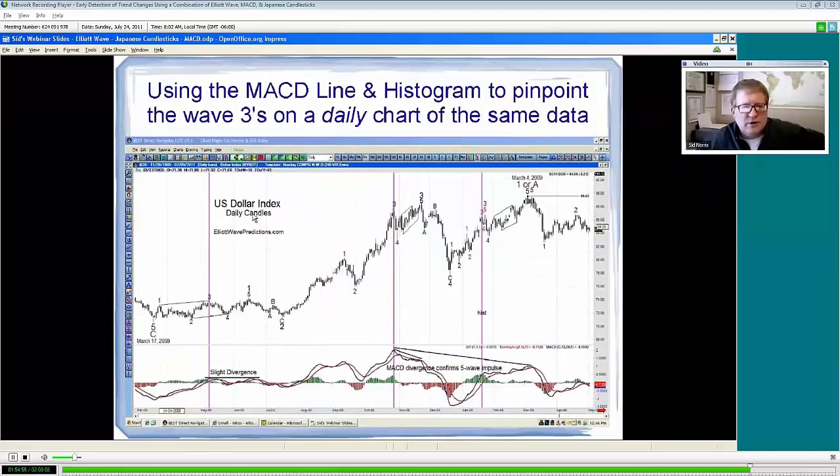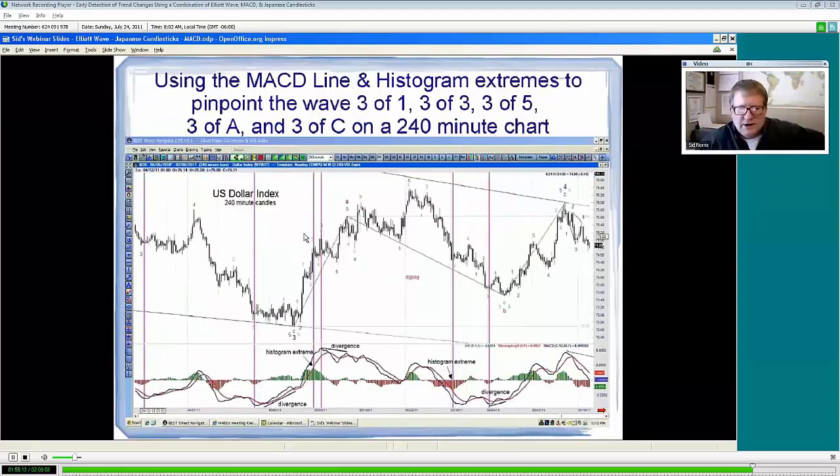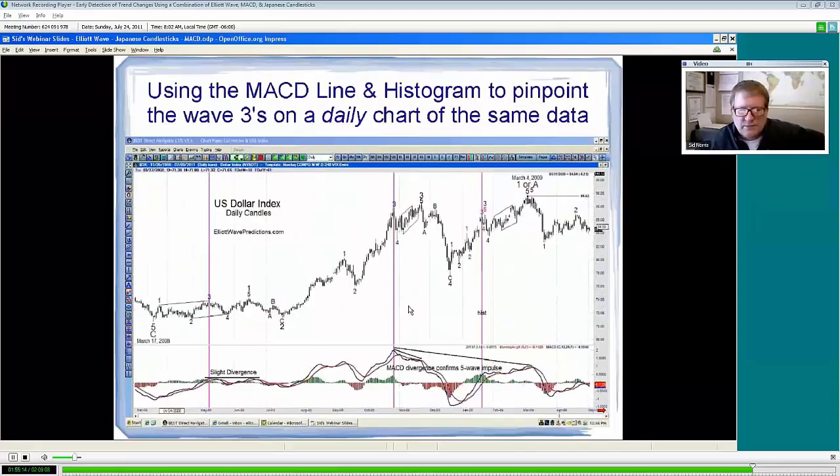When you're operating on the daily, the height of the histogram is clearly at the wave 3 of 3, the blue 3 before the black 3. And you got divergence at the end of the black 3 showing on a daily chart. And then you got additional divergence right here where wave 5 made a new high. So you got two sets of divergence. One is here to here, and one is from here to here.